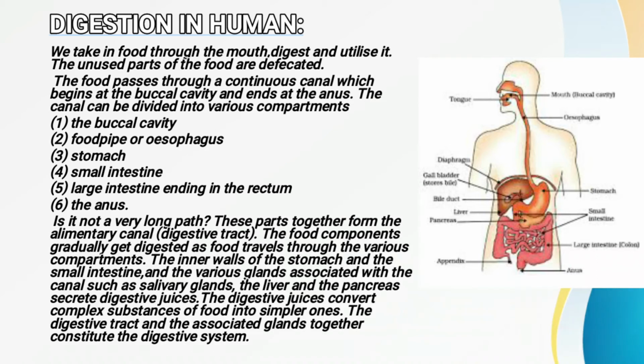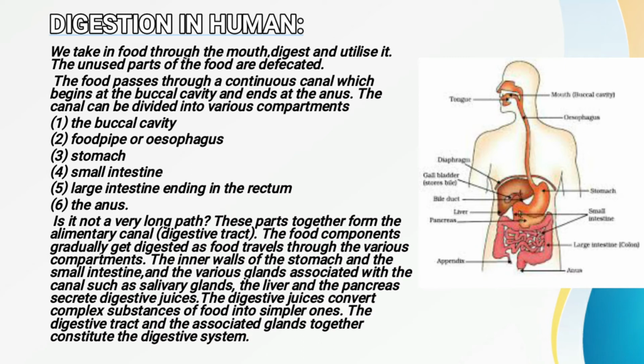Fine. Now what happens? The food passes through a continuous canal which begins at the buccal cavity. We have read that it begins from the buccal cavity, from the mouth, and it ends where? It ends at the anus. So this is all about the alimentary canal. Now this alimentary canal or digestive system has various compartments. We will read them one by one: the buccal cavity, the food pipe or esophagus, the stomach, small intestine, large intestine, as well as the anus. So is it not a very long part?